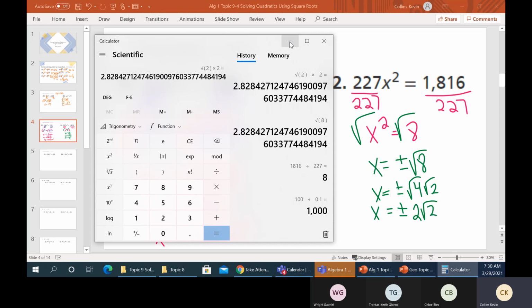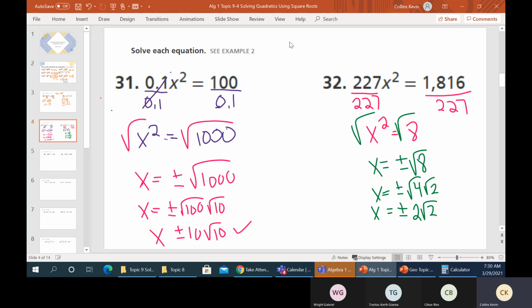Or you could get a TI-30XS, there it is. And you type in the square root of 8 and hit enter, and it goes, oh yeah, 2 square root of 2, here you go. It does it for you. Nice. Moving on. Questions? All right, let's check out a few more.